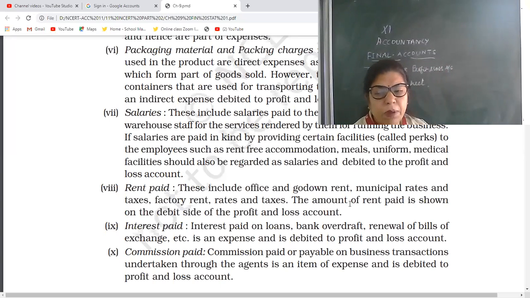Now, commission paid. Generally, businessmen pay commission on transactions. Some transactions are through an agent, then it is debited to profit and loss account. This is an expense.